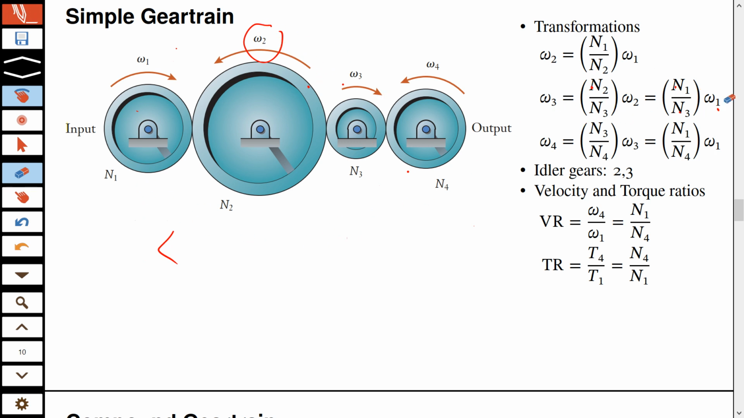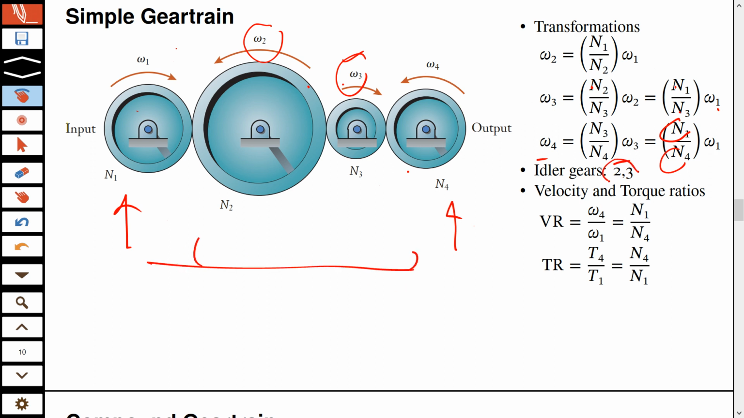You can do similar stuff between 3 and 4, follow the results from previous slides, plug these two results, and it turns out that the relationship between omega 1 and omega 4 is also of the same form, N1 divided by N4, which means that gear 3 is also not influencing the overall calculation. It's just helping it. So both 2 and 3 are called the idler gears.